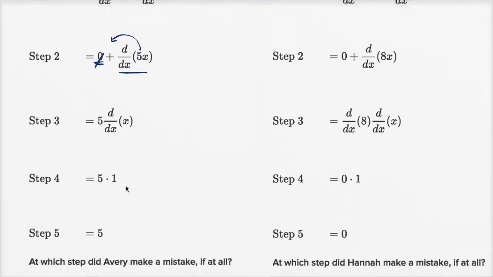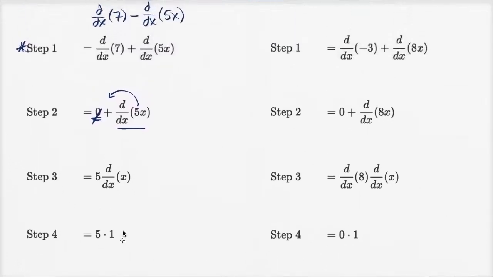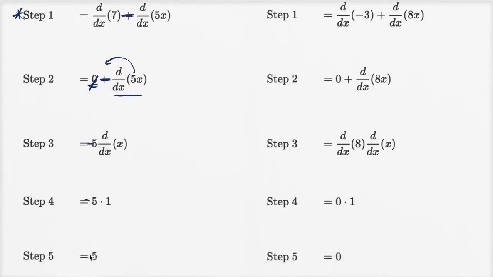And at the end, they just say, at what step did Avery make a mistake? So she clearly made a mistake at step 1. This right over here should have been a negative. If that's a negative, then that would have been a negative. Then this would have been a negative. Then that would have been a negative. And then her final answer should have been a negative 5.